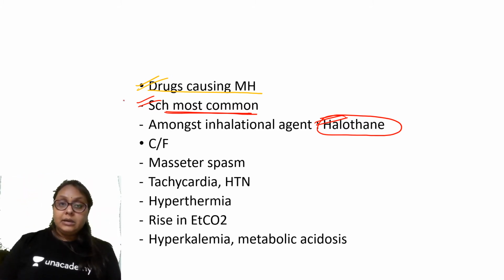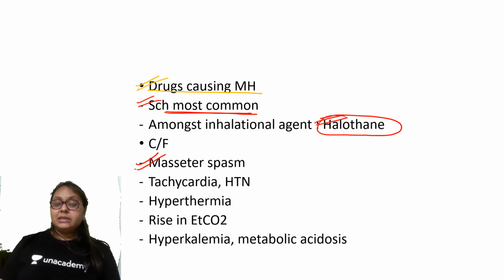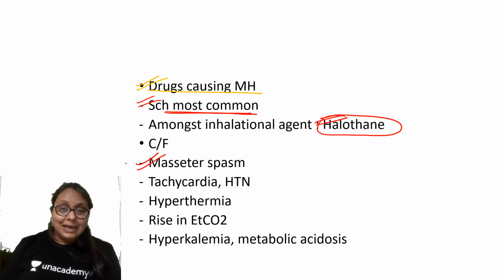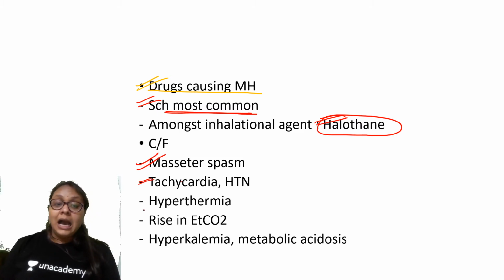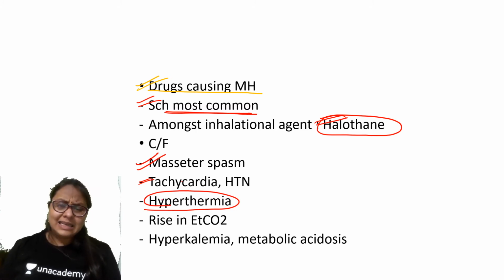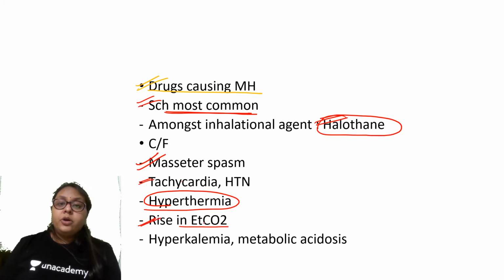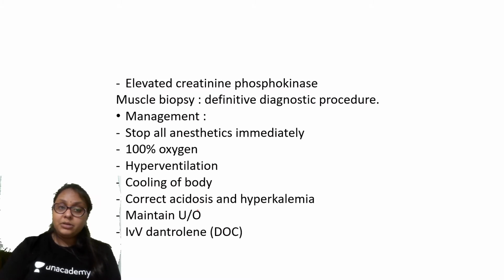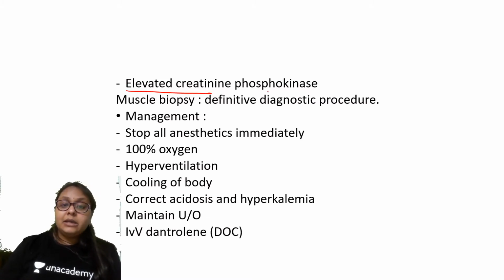Now, what are the clinical features? The very specific is masseter spasm. So if the question says that as soon as he was given scoline, we notice that there is masseter spasm, so it points towards malignant hyperthermia, right? The patient will have tachycardia, hypertension, hyperthermia. Because there is increase in the metabolism, there will be hyperthermia, rise in EtCO2, and also because of the muscle damage, there will be hyperkalemia and metabolic acidosis. So these are the clinical features of malignant hyperthermia. There will be elevated creatinine phosphokinase.